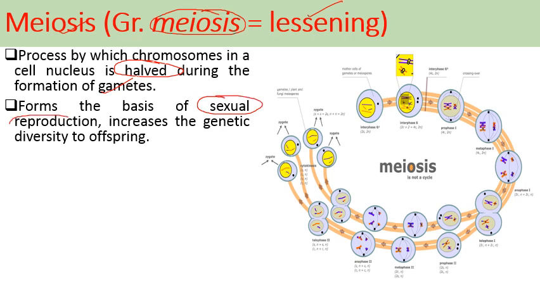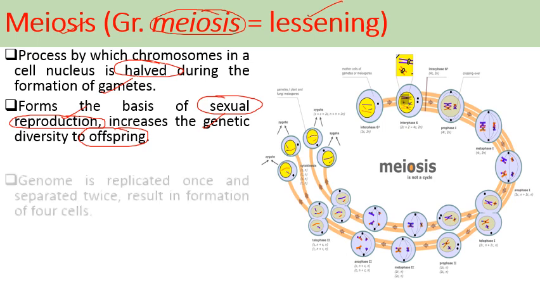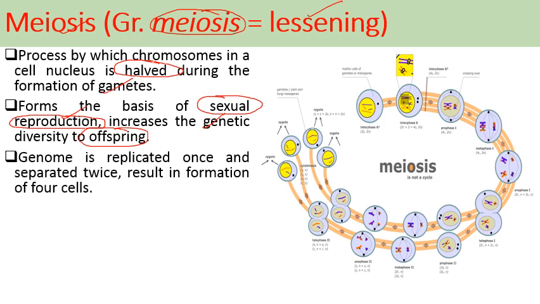Any organism that shows sexual reproduction, its germ cells will undergo this division, that is meiosis, and it also helps in increasing the genetic diversity of offspring. The genetic diversity and variations in the offspring are due to meiosis only. Then the genome is replicated once. In meiosis, the genome is replicated once and separated twice. The separation happens twice and replication once, which results in the formation of 4 cells. So one meiosis results in a total of 4 cells, which we'll discuss in an upcoming slide in detail.